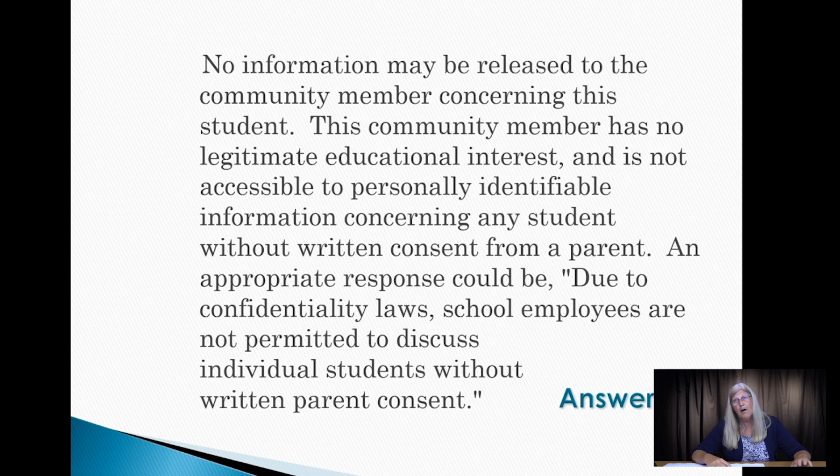An appropriate response could be, due to confidentiality laws, school employees are not permitted to discuss individual students without written parent consent.